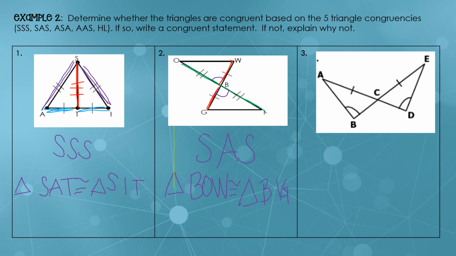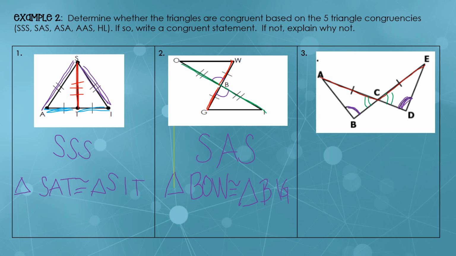On number 3, we have AC and EC that's marked congruent. That's one pair of sides. We have no other sides marked congruent. All right. We also have angle B and angle D marked congruent. So we have a pair of sides and a pair of angles. That's not enough. We do have that bow tie. So that means that this vertical angle right here, ACB and ECD, are also going to be congruent.